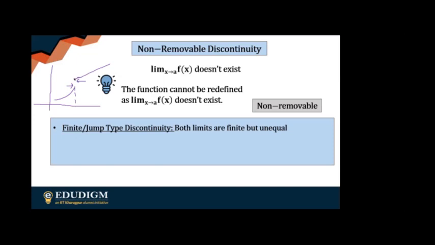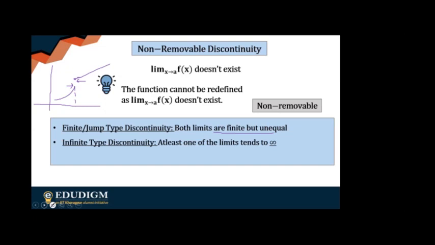So this is the limit, or this is the limit, but they are finite but unequal. As you see this jump, this gap, it's called the finite type discontinuity or jump type discontinuity. I hope this is okay with all of you. Every time we are talking about a specific type of discontinuity, you also see the nomenclature.